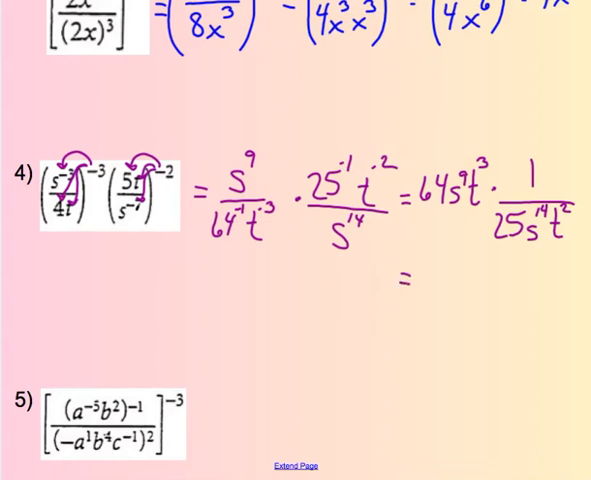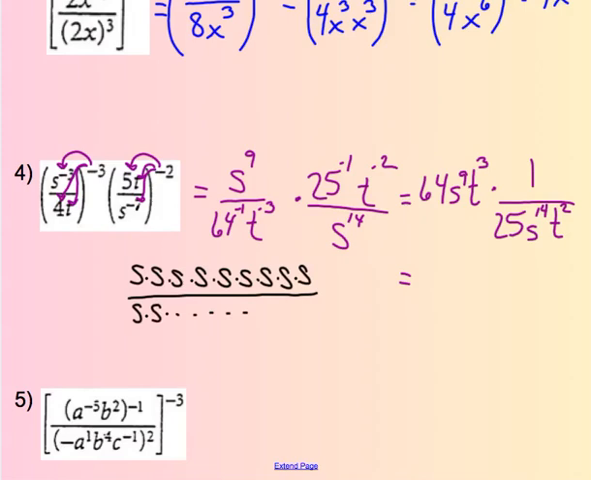Alright, so now I can multiply my expressions. 64 and 25 have no common factors, so I can't simplify those. S to the 9th over s to the 14th. So if we think about this the long way, and I'll do this kind of quickly, we have s to the 9th in the numerator, so that's 9 s's. And we have 14 s's in the denominator. So we'll pretend we have 14 s's down there. So the 9 s's in the numerator will cancel with 9 of the s's in the denominator, leaving us with 5 s's still in the denominator.